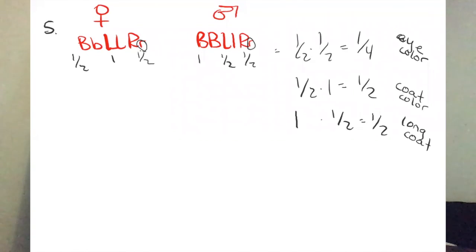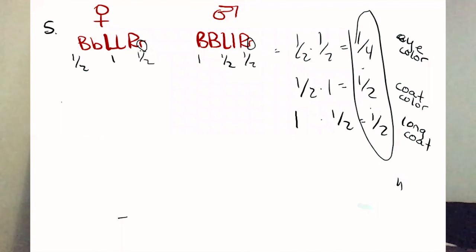So now we can use all of these factors to figure it out. Now we would multiply all these up, and you would get a 1 in 16th chance of having the brown-eyed, long-haired, white-colored individual. So that's an easy way to do a tri-hybrid cross.